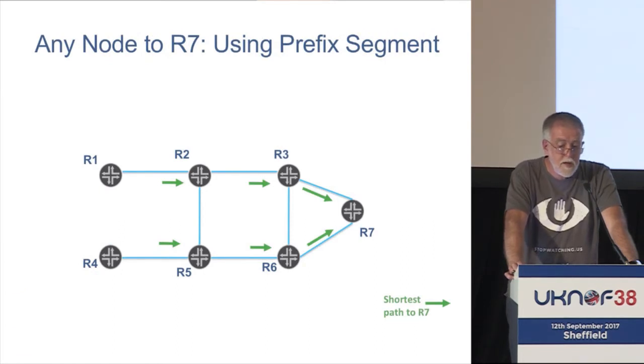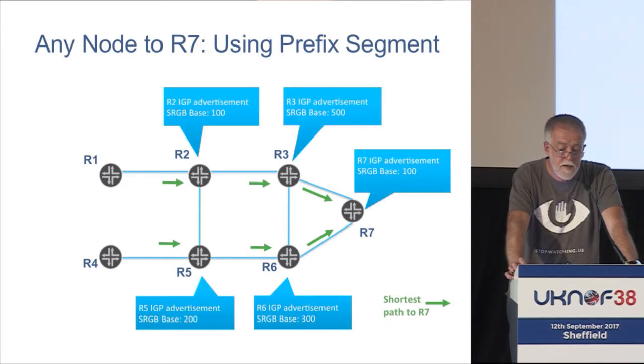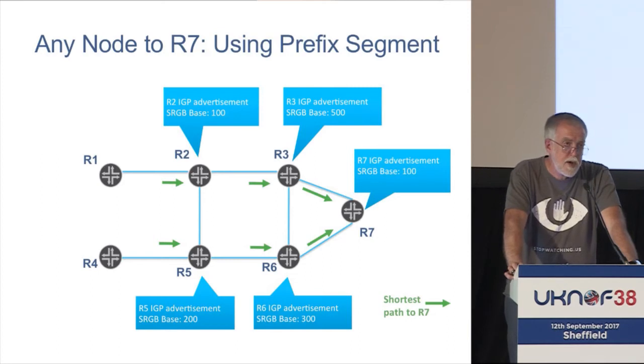Also got a simple example for using the prefix segment. We're trying to get a packet from R1 to R7, and we can see the shortest path there with the green arrows. So each node advertises its SRGB base value. This is the block of labels that will be used, and you see those are different values across the network.